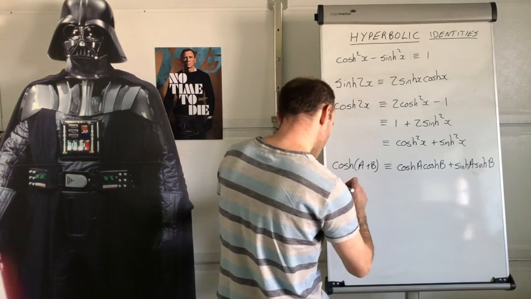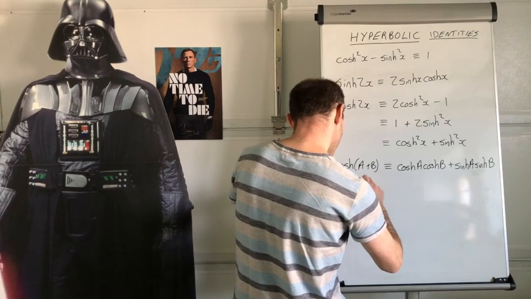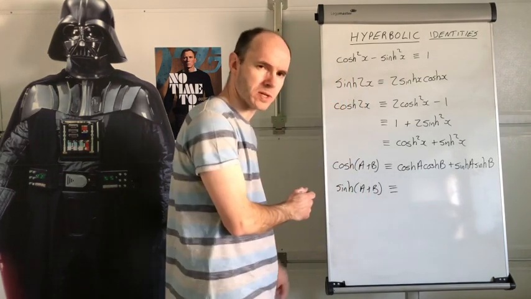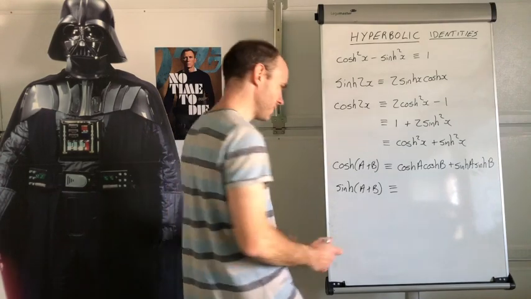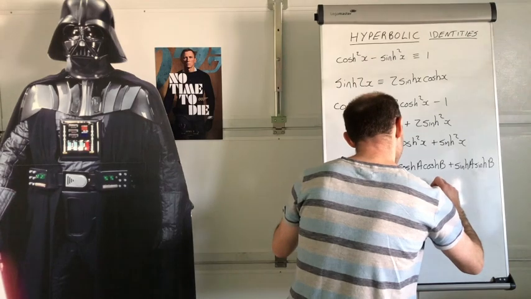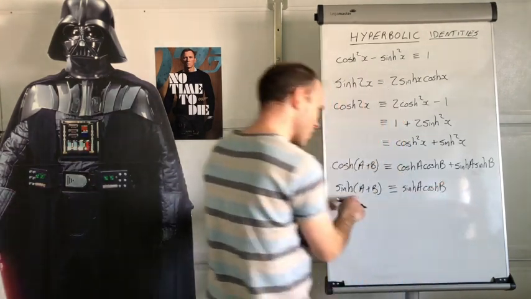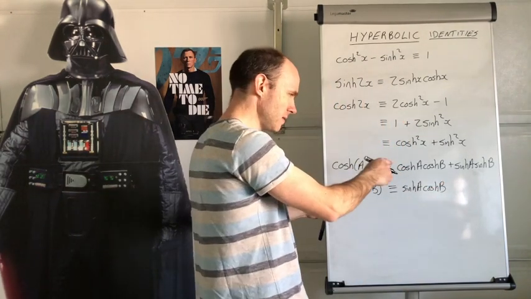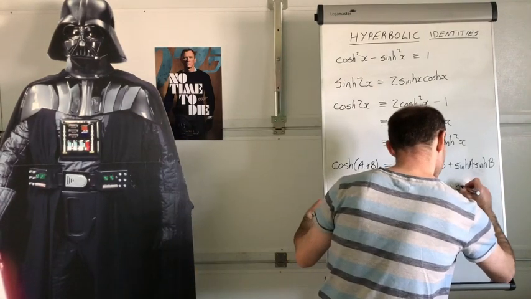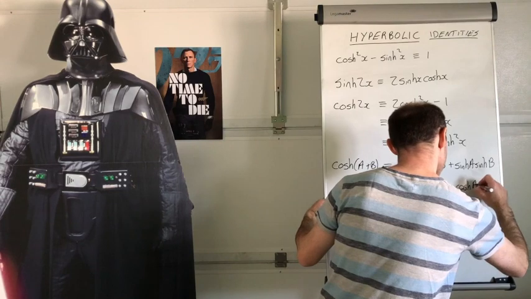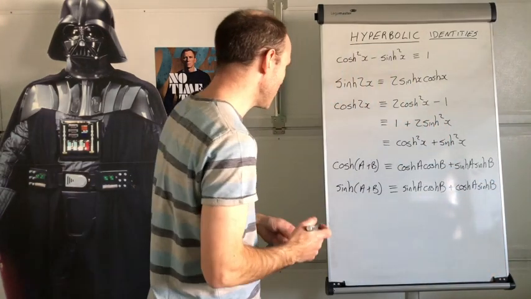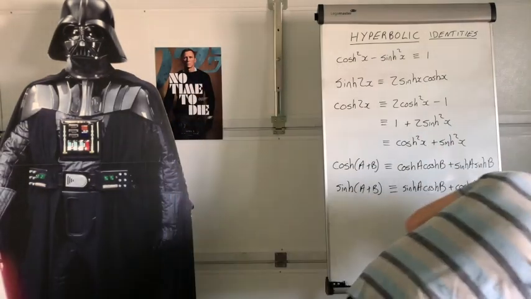Okay, now there's another one here. Sinh a plus b. In trigonometry, it was sin, cos, sin, wasn't it? So that one is sinh a cosh b. In trigonometry, it was plus cos sin. Here, it's also plus cos sin, but cosh a sinh b. Okay, and let's go out another couple. I can't remember all of them.